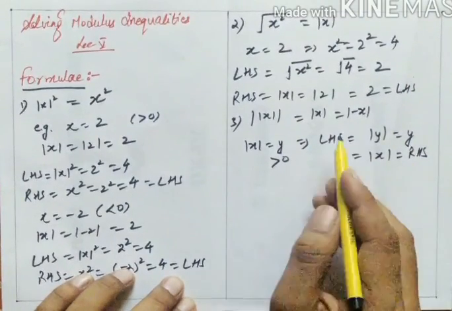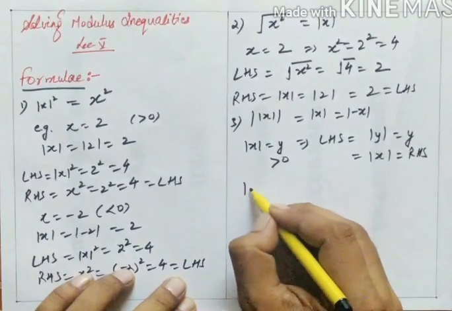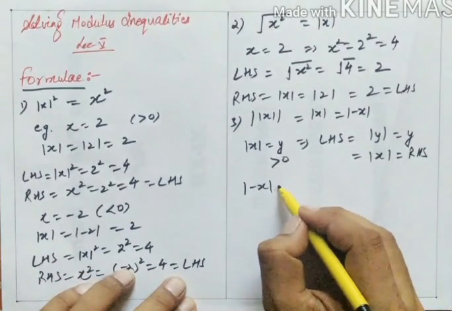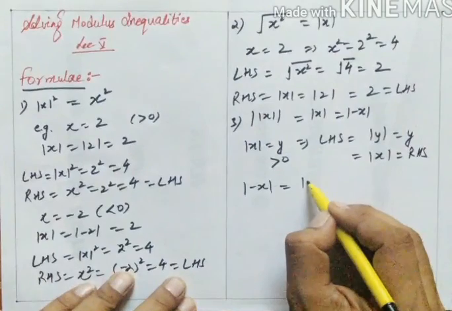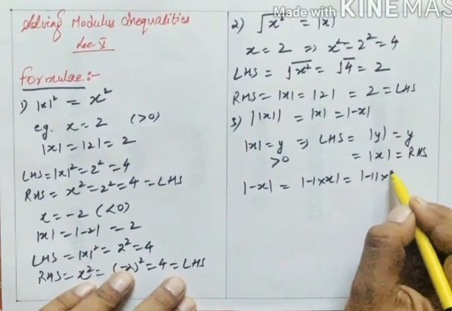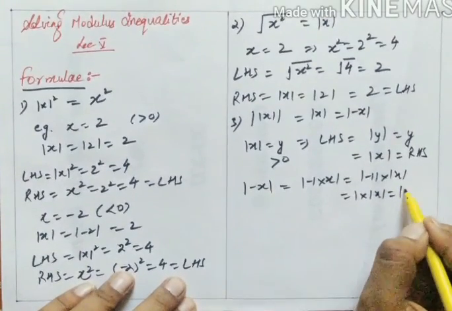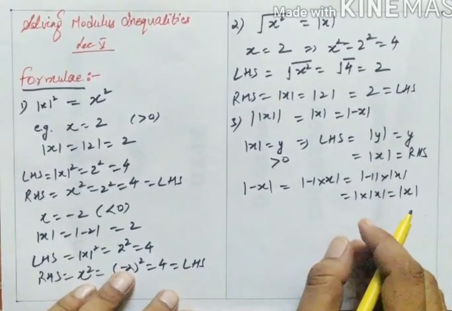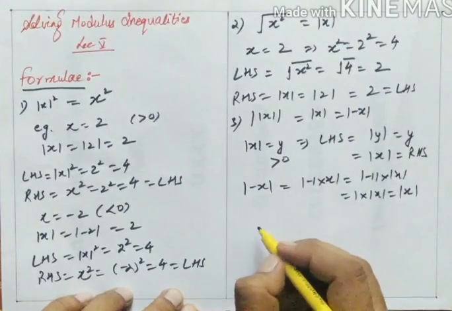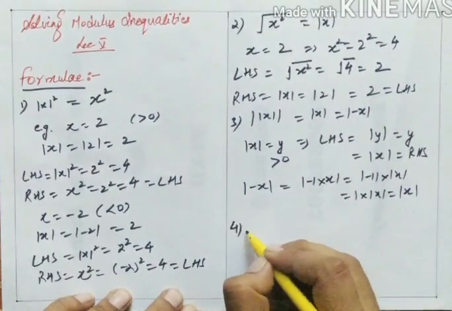Now let's see the extreme right hand side of this thing, mod of minus x. So that is mod of minus 1 into x, it is written. So that is mod of minus 1 into mod of x. So that is 1 into mod of x, that is simply mod of x. Which is proved.